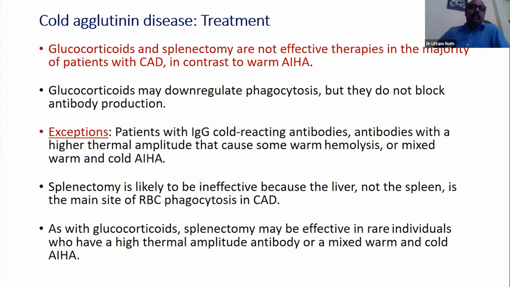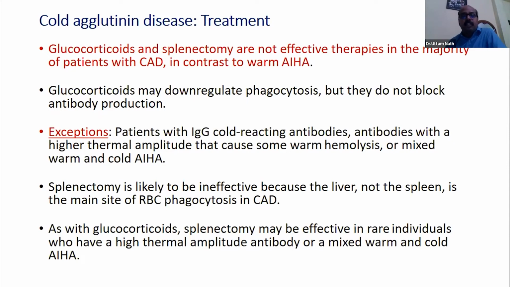Unlike warm AIHA, glucocorticoids and splenectomy are usually not effective. However, exceptions are patients with IgG cold reacting antibodies, or patients with antibodies with a higher thermal amplitude, like those which work at around 30 degrees or around that temperature, and some patients with mixed warm and cold AIHA.